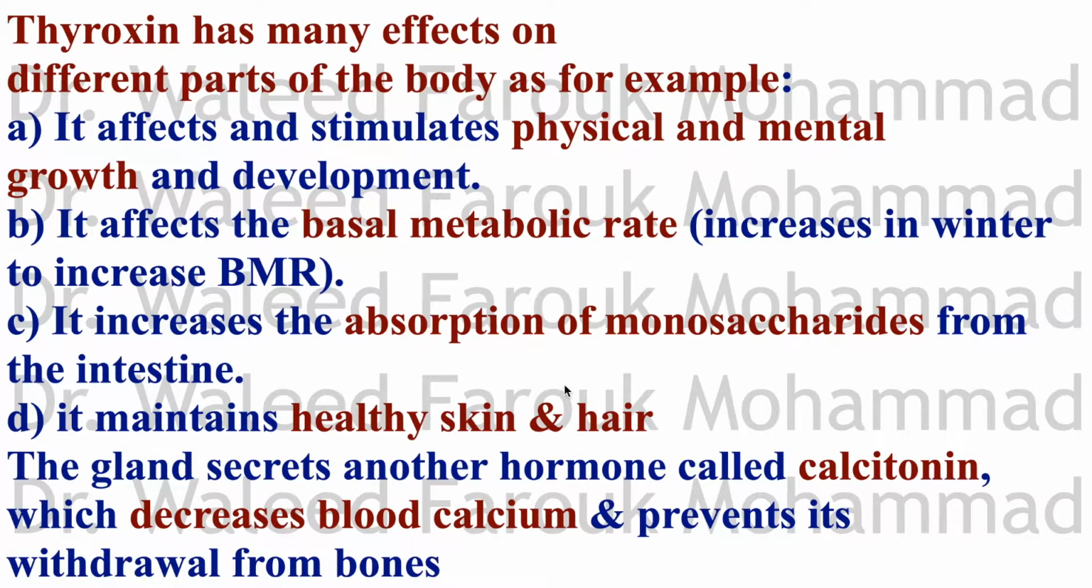Now, effects of thyroxine, it has different effects on many parts of the body. It affects the physical and mental growth and development. It's very important for the development of the central nervous system, by the way. It affects the basal metabolic rate. Increases in winter to increase the basal metabolic rate. You know the basal metabolic rate كأنكم كده مشغلين عربية بس واقفة في مكانها، بس هي دايرة، هي ده اسمه البيزل ميتابوليك ريت. ممكن يزيد قوي ويزيد الحرق، بس هي برضو واقفة في مكانها.